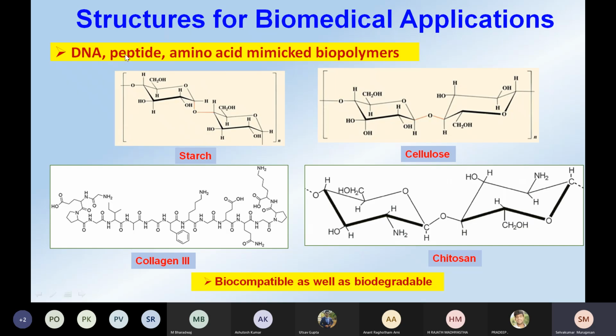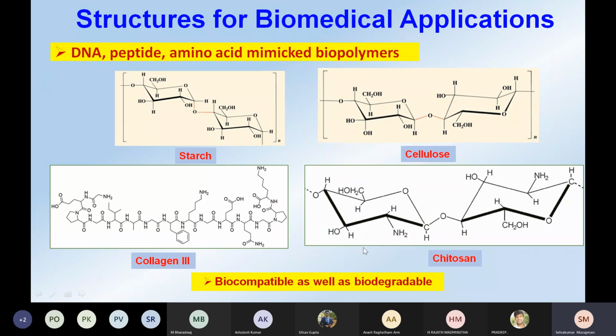On top of that, you may also find some biopolymers like chitosan, collagen. So if you can mimic the corresponding or targeted peptide or amino acid or DNA sequences, what will happen? You can easily manipulate their properties. Without looking much, you can say that the material can be biocompatible as well as biodegradable, because we are exactly mimicking those respective amino acid sequences or DNA structures, etc.